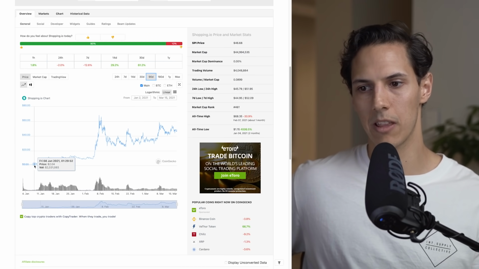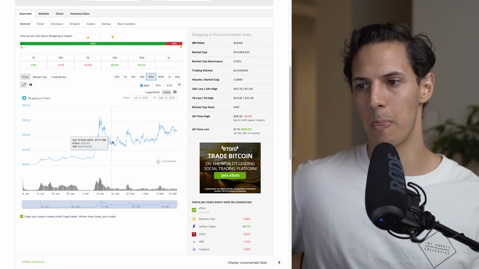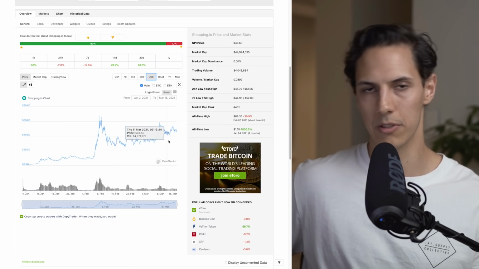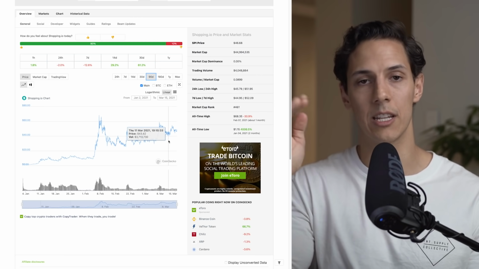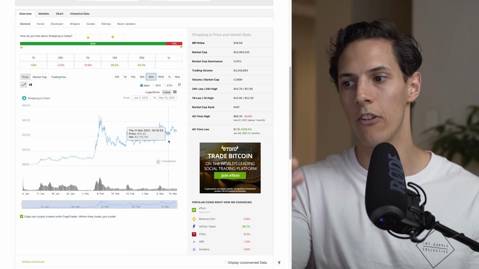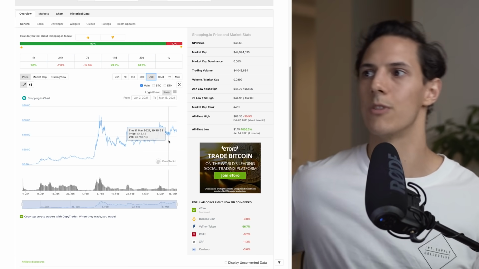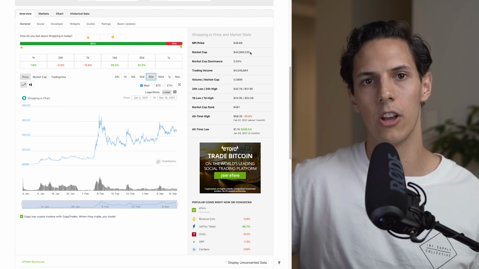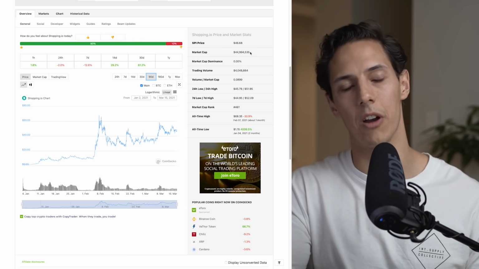Many people that were waiting since here waited for this pump. Many people that have been waiting since here waited for this pump. Many people who entered here waited for this pump. So it just takes time, it takes patience, and you just have to wait your turn for your bags to pump. So I just want you guys to not be afraid, not be fearful. We're in a bull market. Your bags will pump and eventually the profit will come to you.